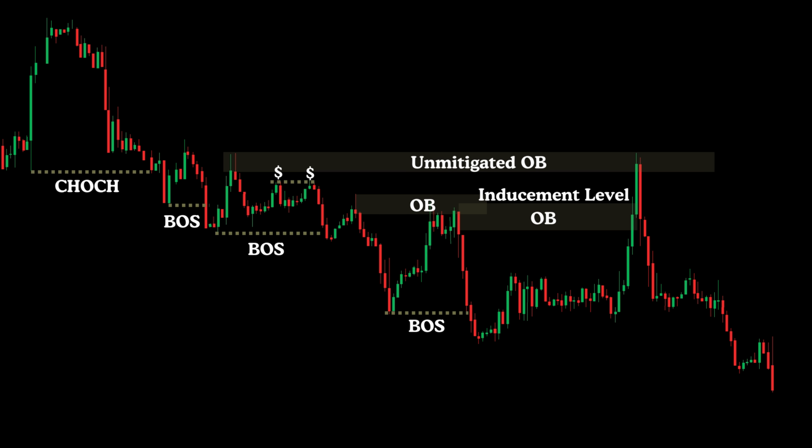But as you can see guys, price pushed upside, and after sweeping the trendline liquidity created by retail traders' stop losses and also sweeping the liquidity of inducement level which is created by SMC traders, finally reached this unmitigated order block, and after sweeping the liquidity of equal highs rapidly reversed to the downside.